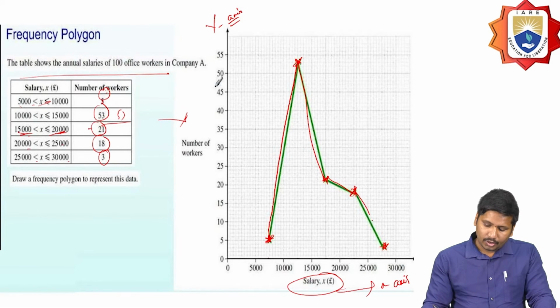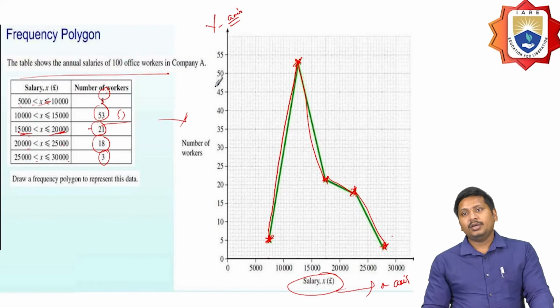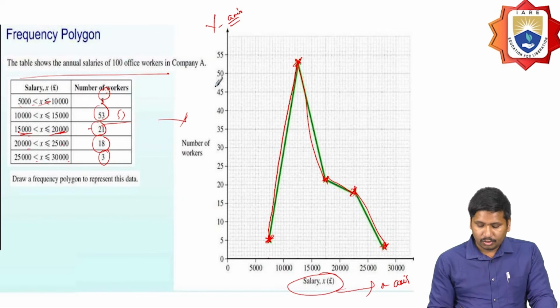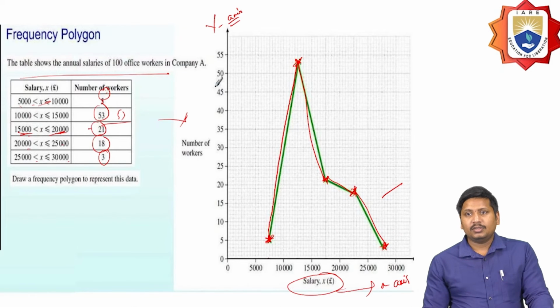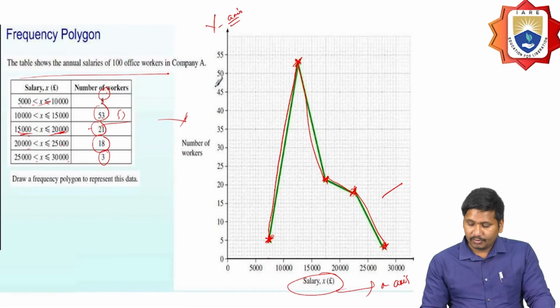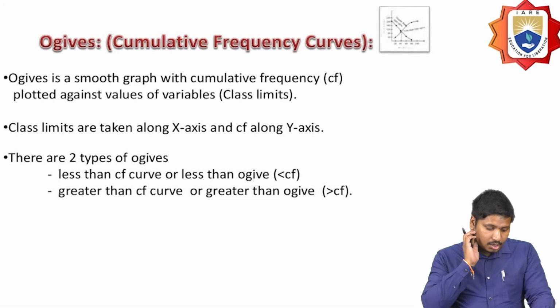So the curve we obtained should be the frequency polygon. Everything has to be drawn in the form of graphs only, right? So that should be the example of a frequency polygon. And the next one is the ogive. So what is an ogive?